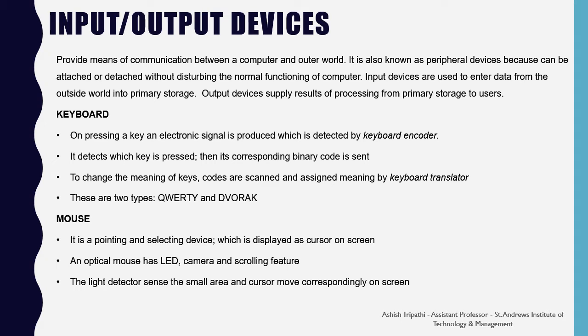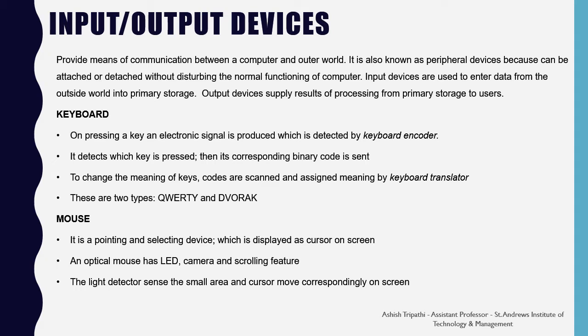Some of the input devices are keyboard. In a keyboard, on pressing a key, an electronic signal is produced which is detected by the keyboard encoder. It detects which key is being pressed and then its corresponding binary code is sent to the computer. To change the meaning of the keys, codes are scanned and assigned meaning by the keyboard translator. There are basically two types of keyboard, QWERTY keyboard and Dvorak.